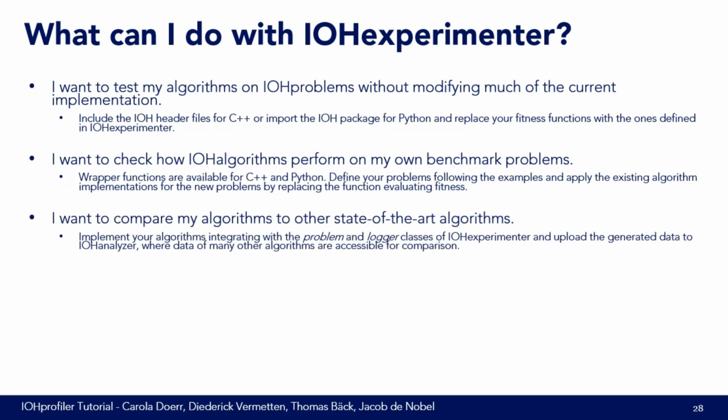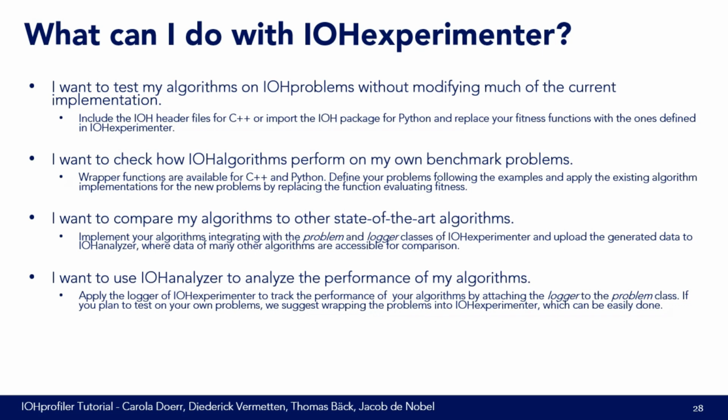If you want to compare your algorithm to other state-of-the-art algorithms, then you can take your data that you have generated with IOH Experimenter, upload it to IOH Analyzer, and compare it to data from many of the other algorithms that we provide there. So if you want to use IOH Analyzer to look at performance, then the easiest way to do so is to just attach the IOH Experimenter to your benchmarking setup and get the data from it. It's just a few lines of code needed to get the data.